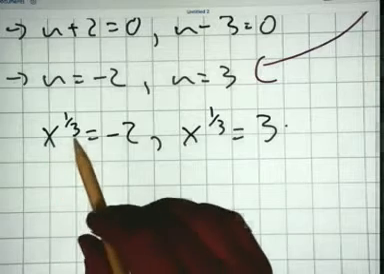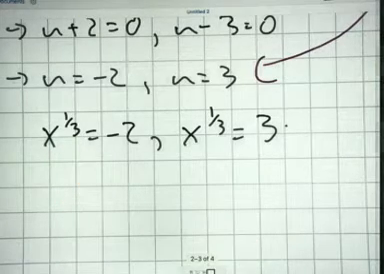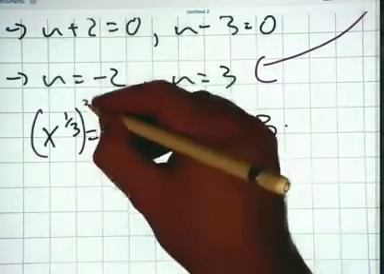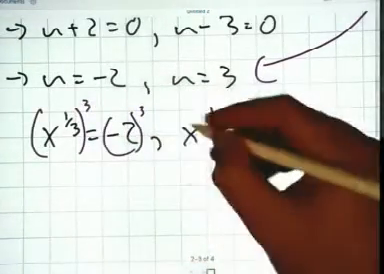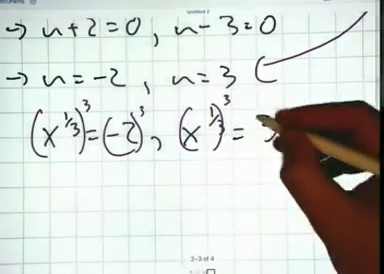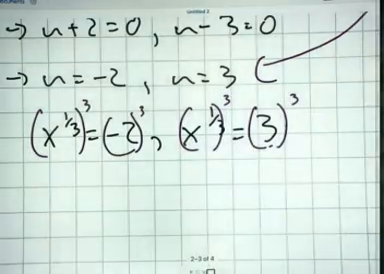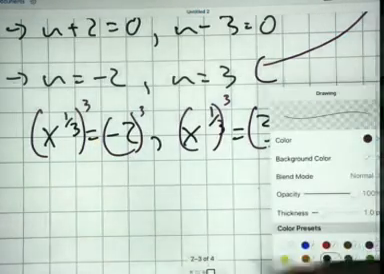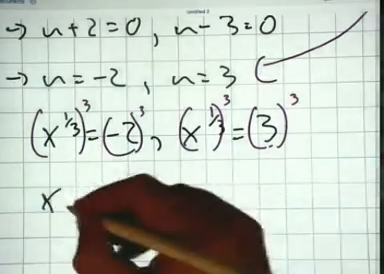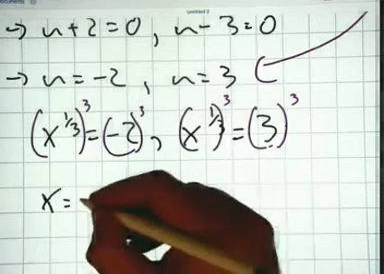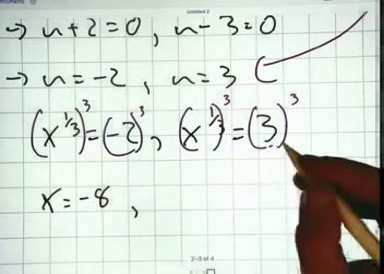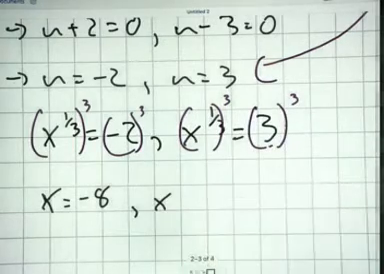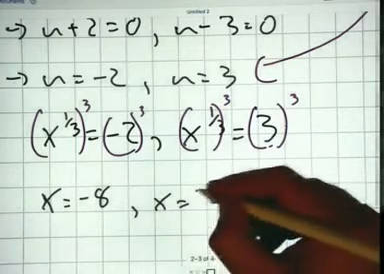The hurdle here is, how do we get rid of the exponent of 1/3? Well, we just cube both sides. X to the 1/3 cubed just becomes x. Negative 2 to the third power is negative 8. X to the 1/3 raised to the third power is x. 3 to the third power is 27.